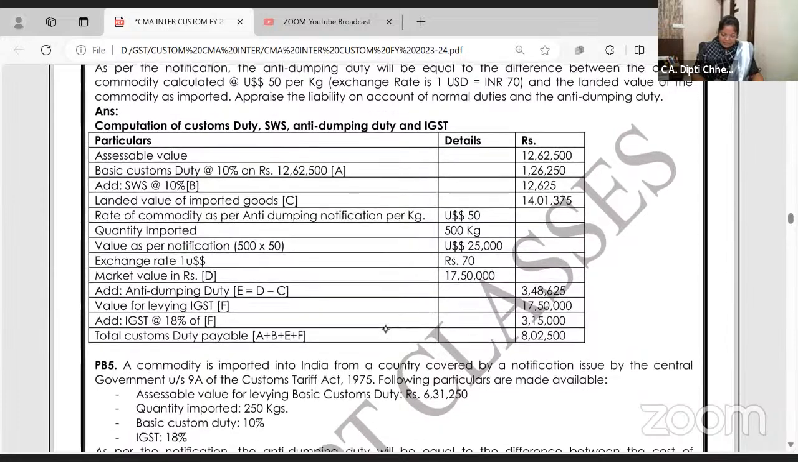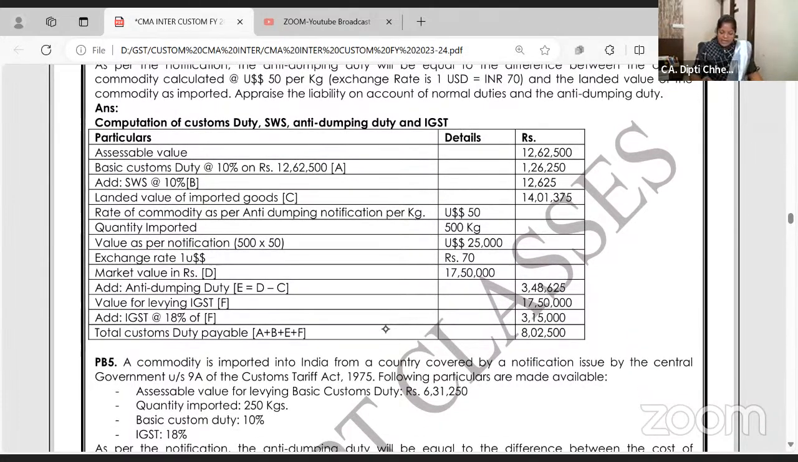We have done problems also for anti-dumping duty. On assessable value, basic custom duty, and on basic, SWS, you are getting this. But they are saying that the market value is 17,50,000 according to the dollars, so why are they supplying to you at 14? This difference they will charge as anti-dumping duty, and you will again get it at market value. And on this, IGST is charged. Ma'am, if there is 28% compensation cess, on what will we levy it? On 17,50,000. All clear to all of you?